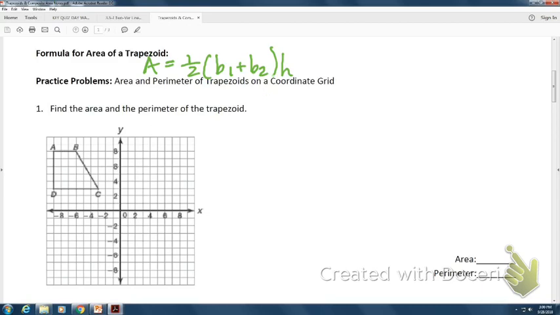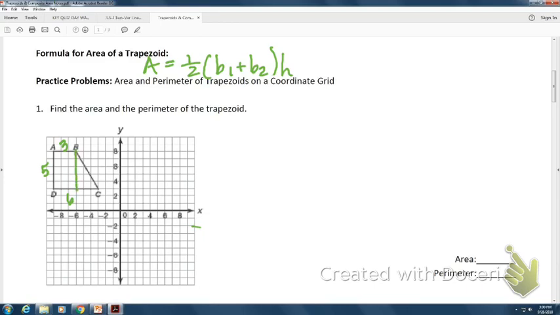Hopefully we know this, but how do you find the perimeter of a shape? Add up all your sides. So there's no fancy formula for that, but you're adding up all your sides. All right, so for number 1, it says find the area and the perimeter of the trapezoid. What is the length of AB? What is the length of AD? 5. What is the length of DC? 6. How could we find the length of BC? Distance formula or Pythagorean.